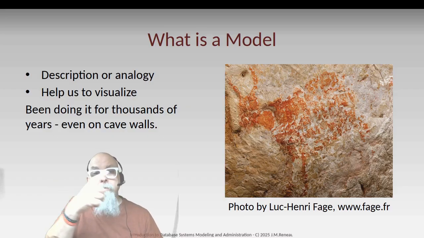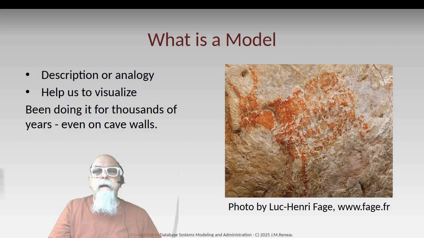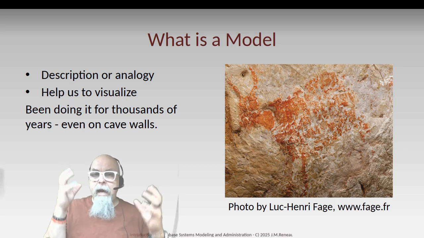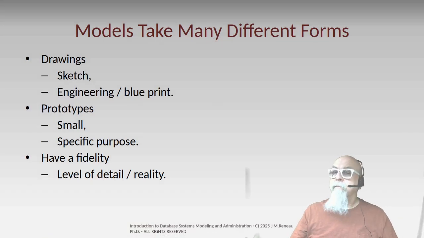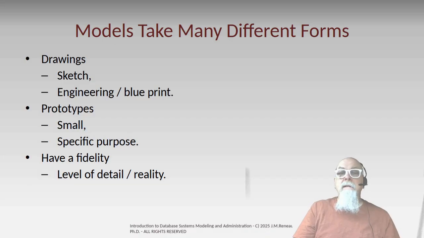The picture over there is of a cave dwelling from several thousand years ago. We've been doing it forever, modeling. And as we go into data, data gets so complex that the human brain just can't comprehend some of these things. And so we create models to help us understand what we're doing. Models take lots of forms: drawings, sketches, blueprints from engineers, prototypes for a specific purpose.